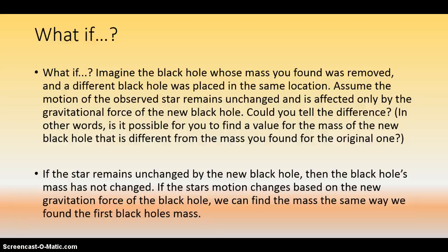Well, it depends for this situation. If the star's motion was unchanged, then that would mean the black hole's mass was also unchanged. In that situation, we wouldn't need to find the mass of the new black hole. But if the star's motion was changed due to a different gravitational force of the black hole, we could find the mass in the same way we found it for our first laboratory, which would just be solving for dp over dt and then using the gravitational force formula for the rest.